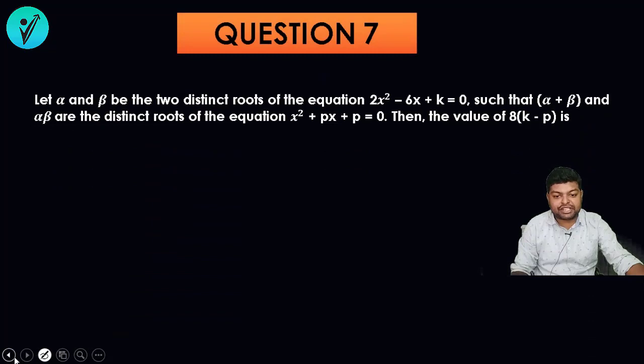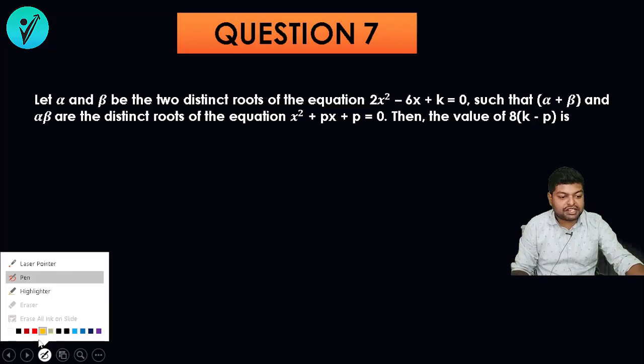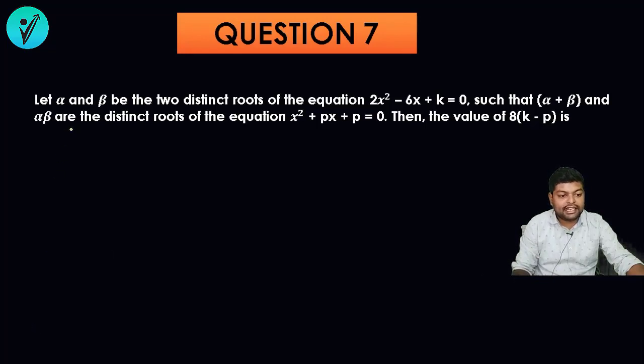Next we have question number 7, again from algebra. So question number 7 is what? Let alpha and beta be the two distinct roots of the equation 2x squared minus 6x plus k equals to 0, such that alpha plus beta and alpha beta are the distinct roots of the equation x squared plus px plus p equals to 0, then the value of 8 times of k minus p.